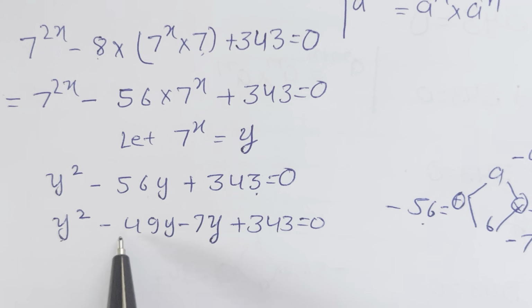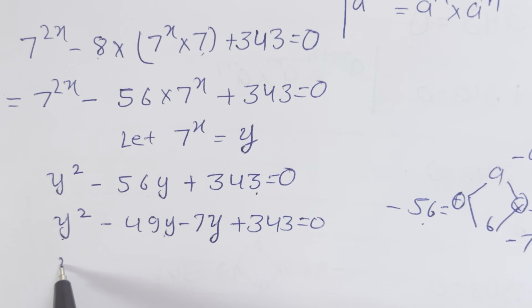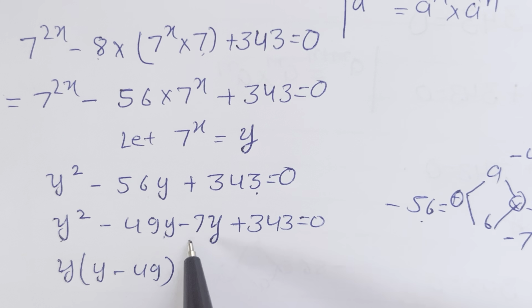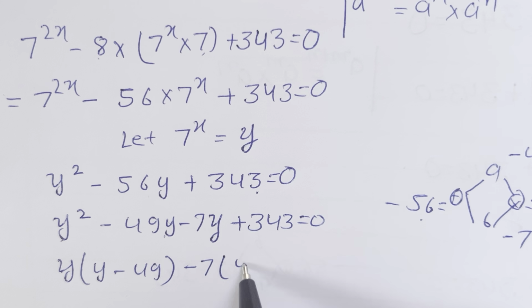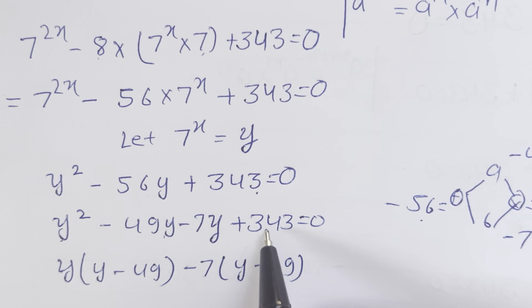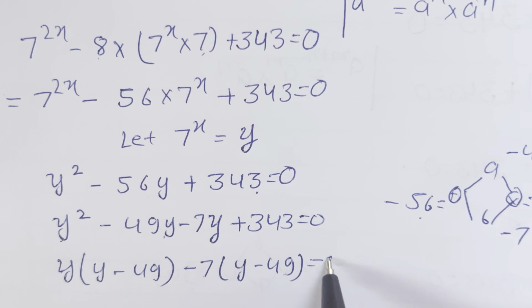Now I am taking out y from the first two parts of the equation. What is left? y − 49. And I will take out −7 from the last two parts of the equation. I will get y − 49, as 7 into 49 is equal to 343.